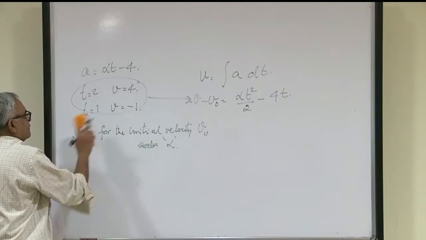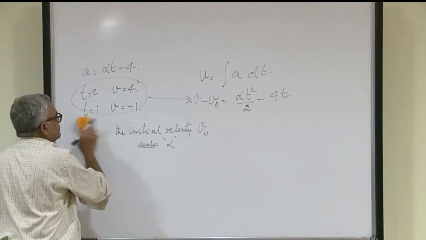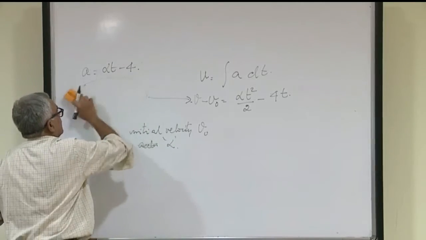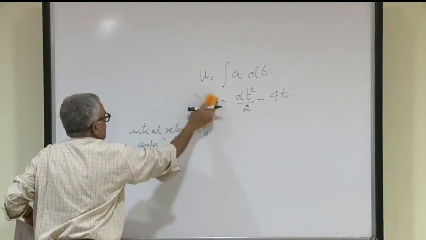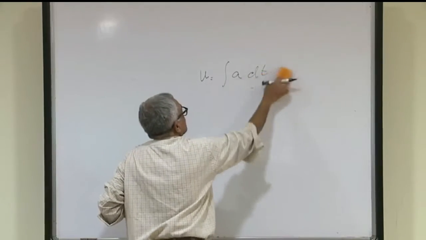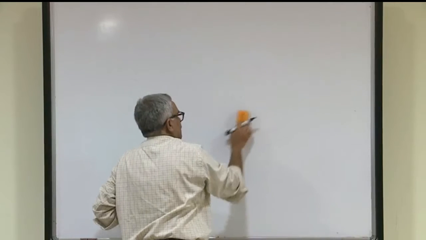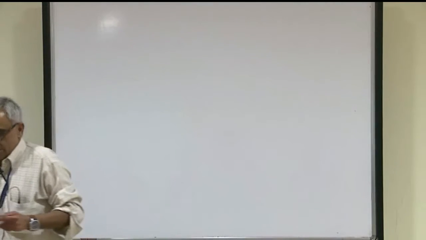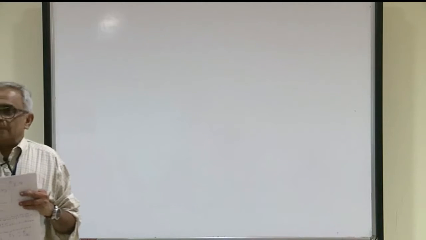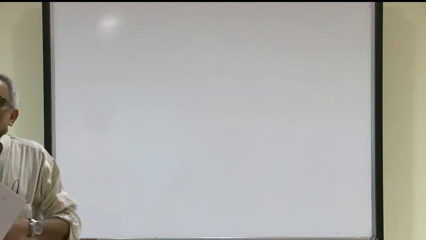So solve these and you will get, put t equal to 1, v equal to minus 1, and you can get v naught. Absolutely no problem, because there are only two unknowns, v naught and alpha. So that's all there is to it. Now, what is escape velocity? What is escape velocity?